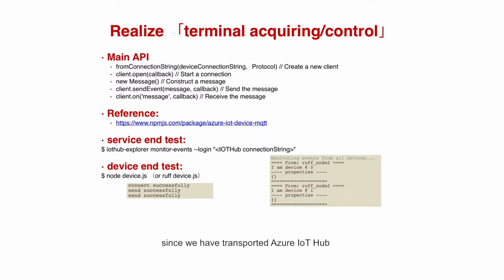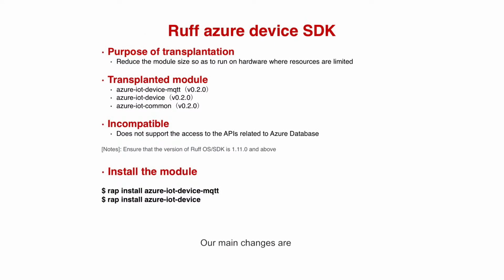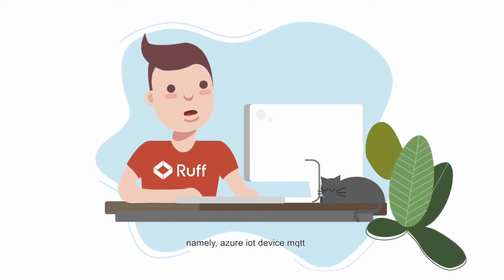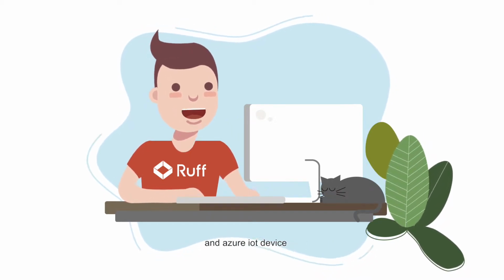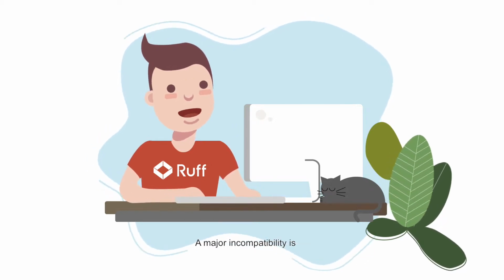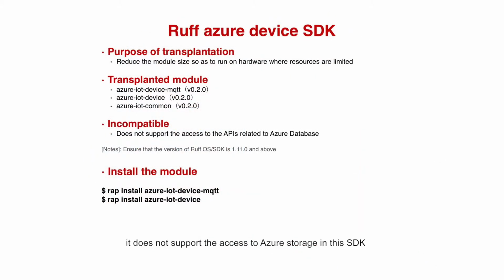Since we have transported the Azure IoT Hub device SDK into Ruff, our main changes are to reduce the size of its entire module and to perform some appropriate clipping so as to guarantee its execution on hardware where resources are limited. There are 3 main transplanted modules, namely Azure IoT Device MQTT, Azure IoT Device, and Azure IoT Common. A major incompatibility is that this SDK does not support access to Azure storage.